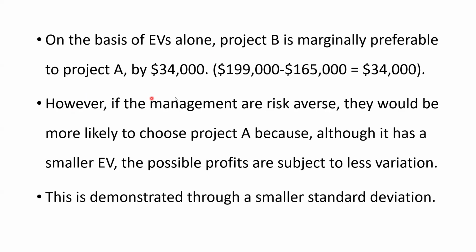However, it says that management is risk averse. They are afraid of risk. So therefore, they would like to go for project A. Why are they going for project A? When you go through the standard deviation, you can see that project A has a standard deviation of 51,533, whereas project B has a standard deviation of 133,389, which is almost twice as high. Therefore, as a risk-averse company, they will go for project A. This is based on the smaller standard deviation value.